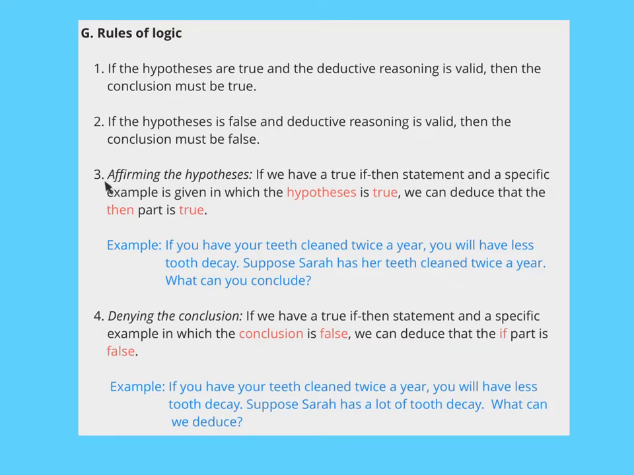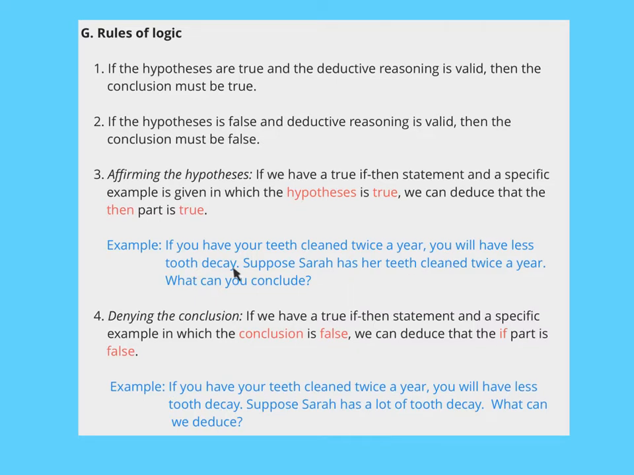Number 3 here sometimes gives students a little bit of trouble. This is called affirming the hypotheses. And so what happens is if we're given a true if-then statement and a specific example is given in which the hypothesis is true, we can deduce that the then part is true. So affirming means like agreeing with the hypothesis. So in this example here that we're looking at, if you have your teeth cleaned twice a year, you will have less tooth decay. So that's your true if-then statement.